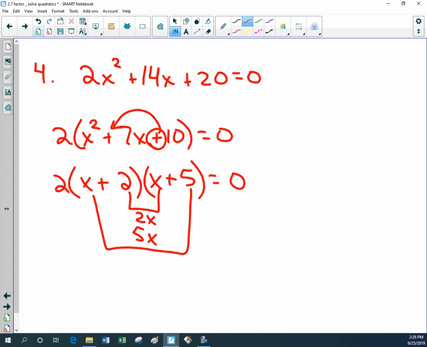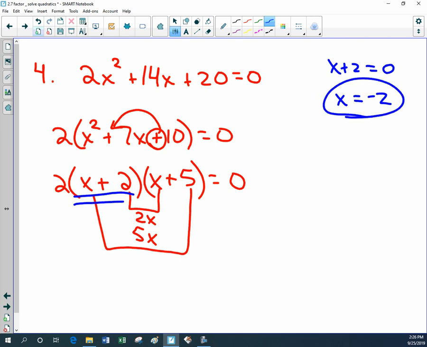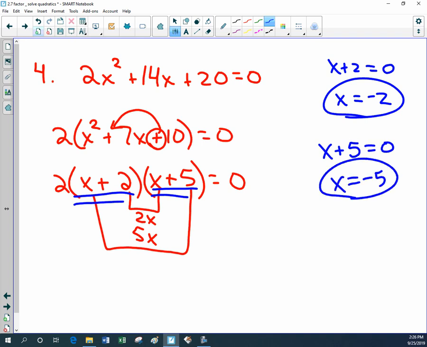So now once we have it factored, set each factor equal to 0. So set x plus 2 equals 0. That gives us x equals -2. Set x plus 5 equals 0. Gives us x equals -5.